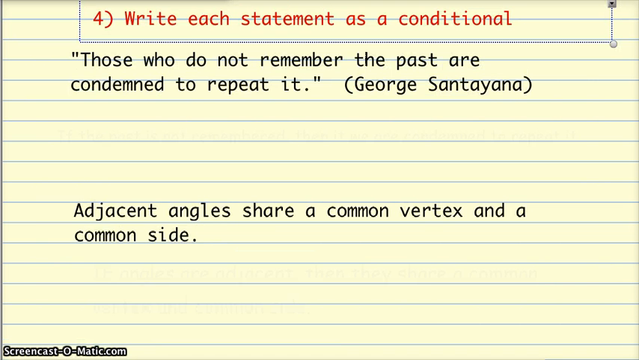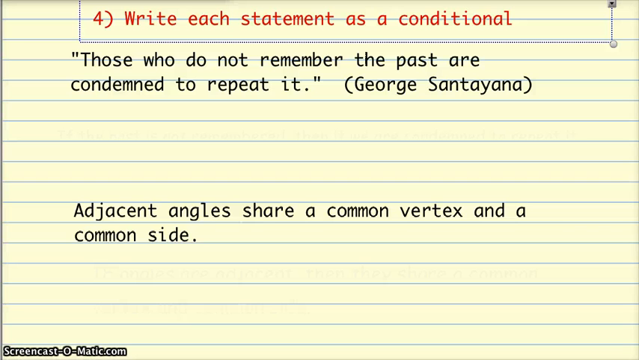Number 4, write each statement as a conditional. This is where my students start to stumble a little bit. You need to take these statements and introduce an if and a then. If something happens, then the result will be. Very often you're going to have to do a little bit of English clarification for your sentence.